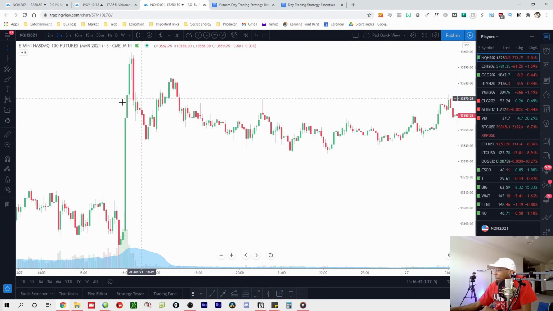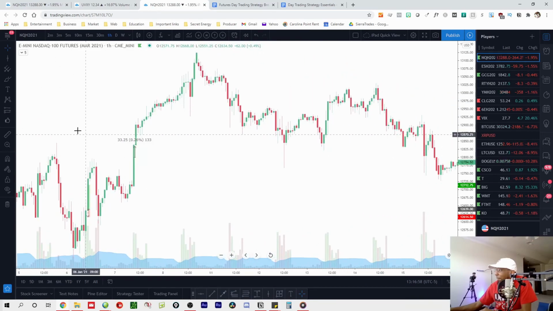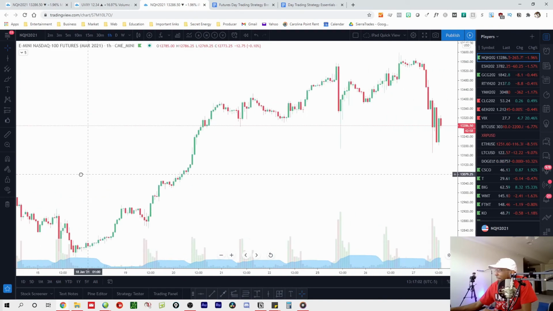All right, so looking for 1800, and there we go right there. So this is a 3-minute chart, and the simplest way to get the range is to go to an hourly chart, since we're looking at the first hour. Let me go ahead and add some other drawings in there, and I need to get rid of some.